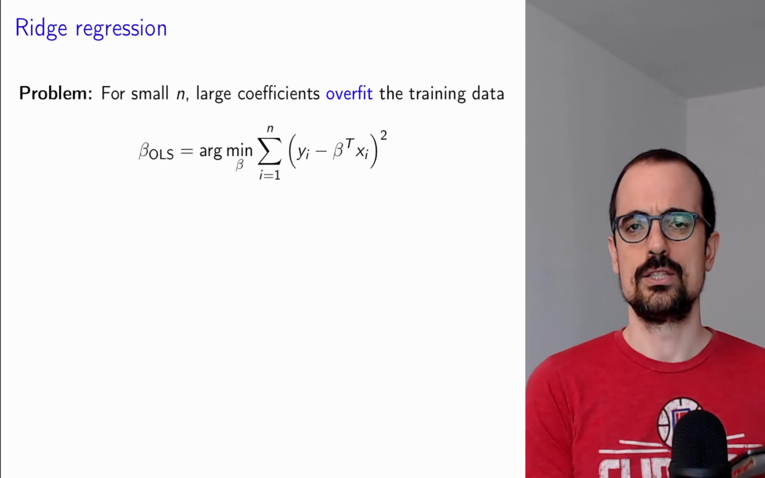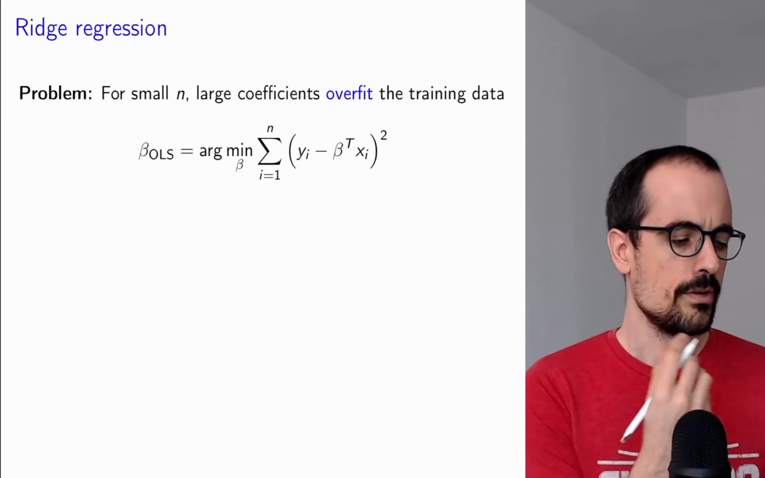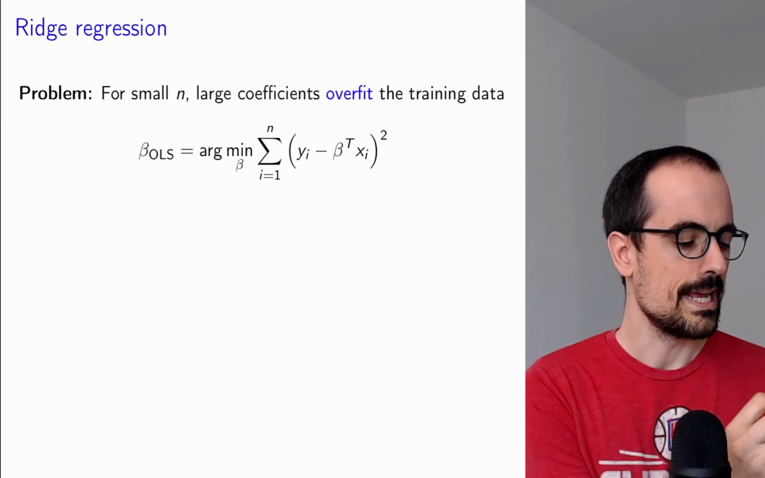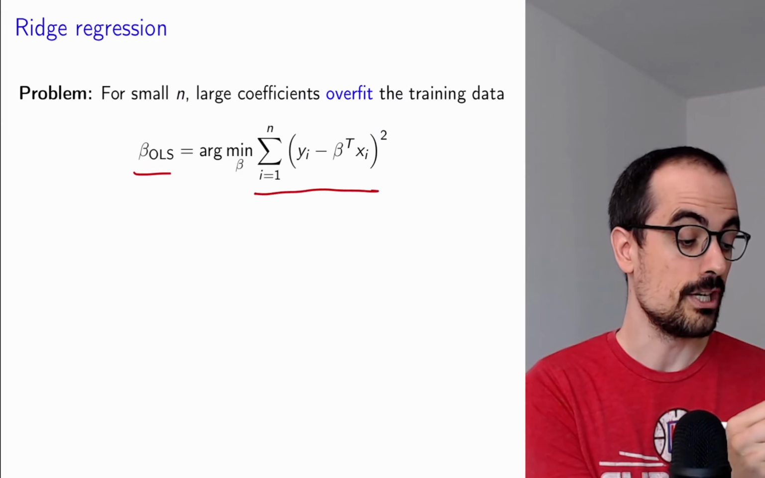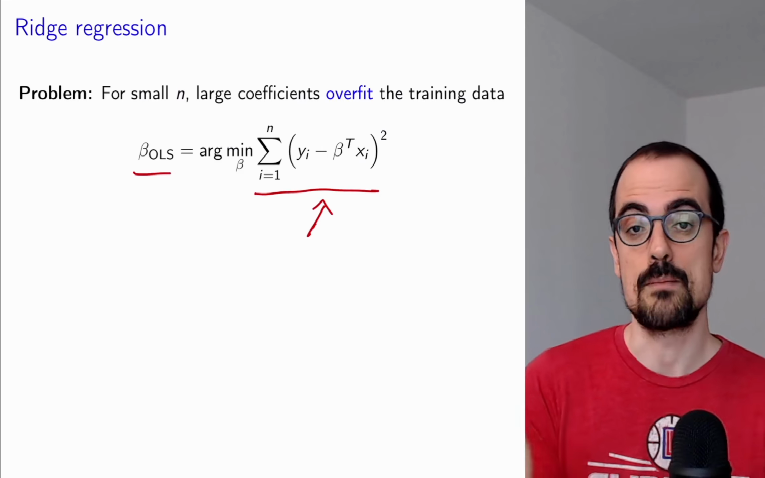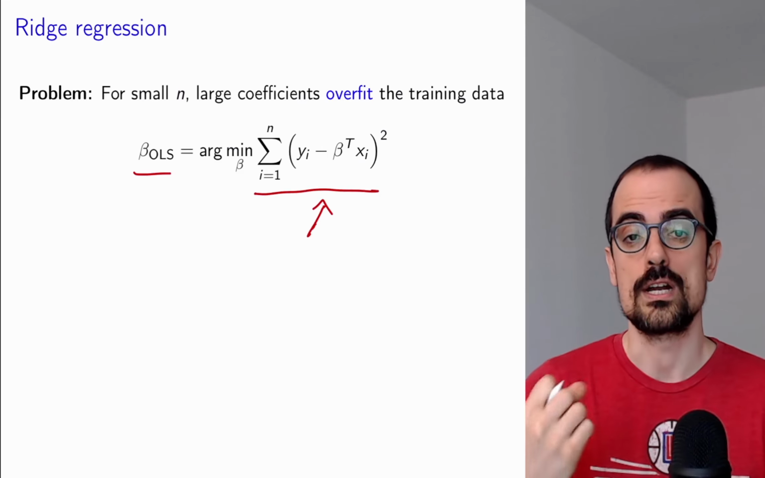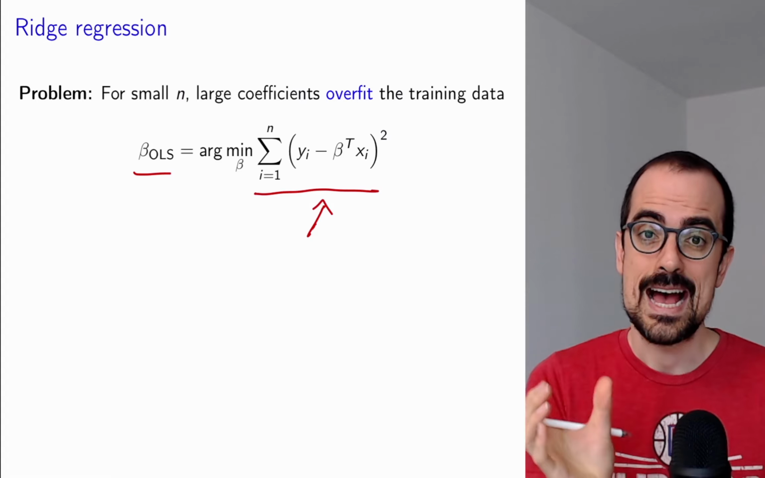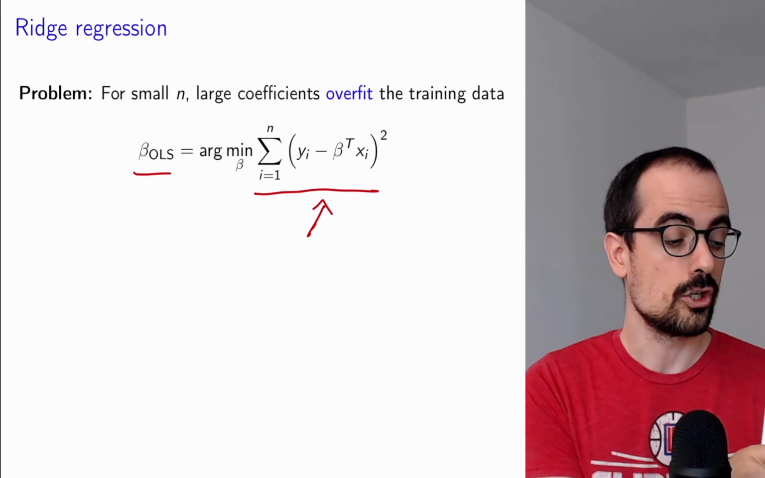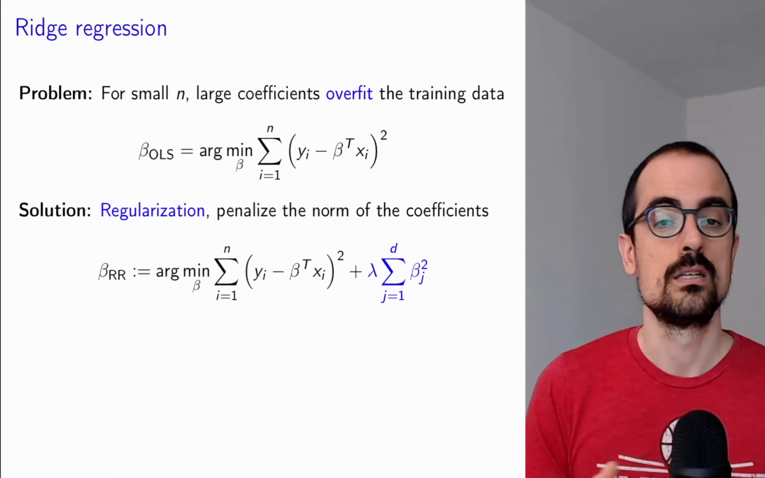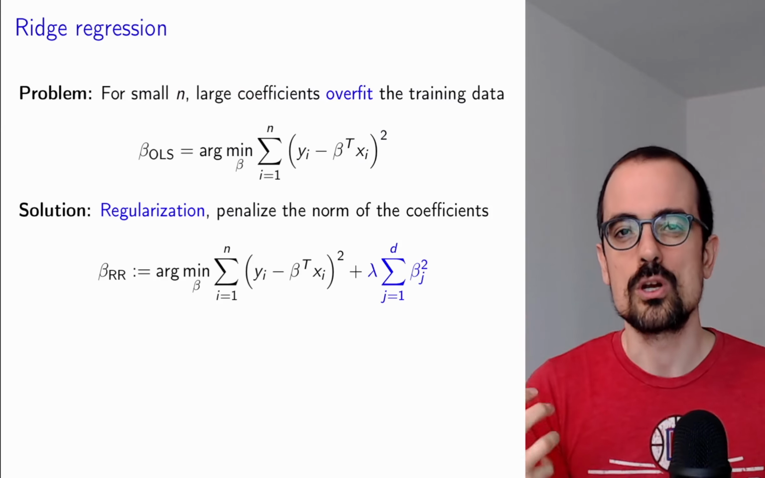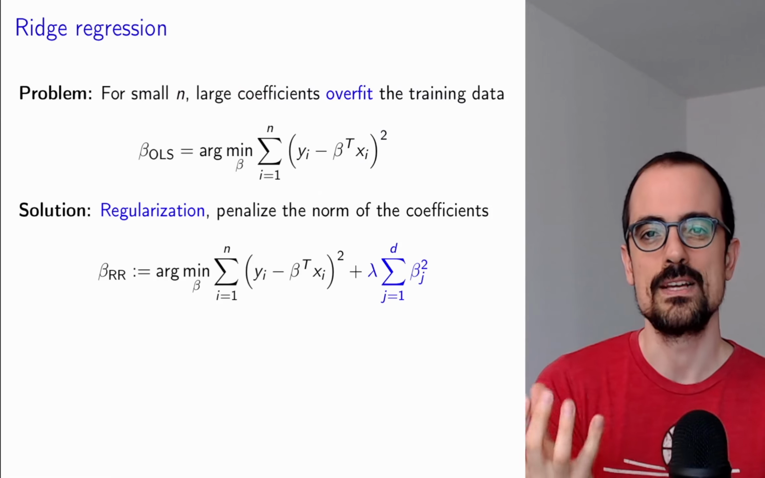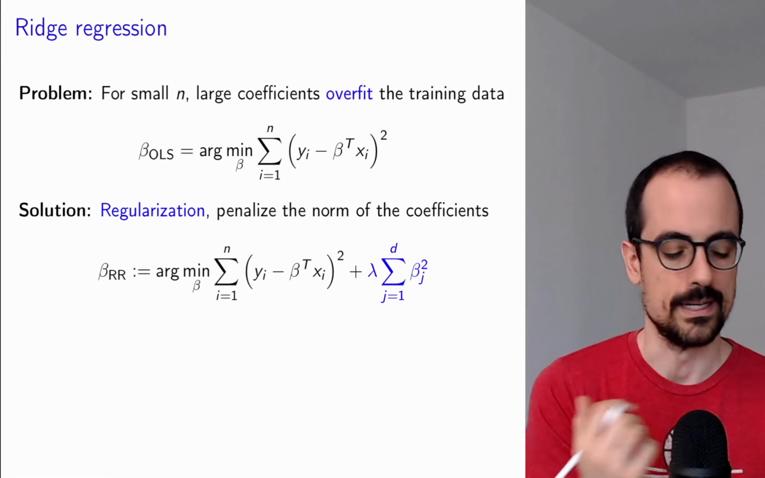How can we address this issue? Well, if you remember from the ordinary least squares video, the ordinary least squares estimator essentially minimizes the training error, the sum of squared errors on our training set. Instead, what we can do is add a term to this cost function that promotes smaller coefficients. It tries to prevent the estimator from having coefficients that are too big.